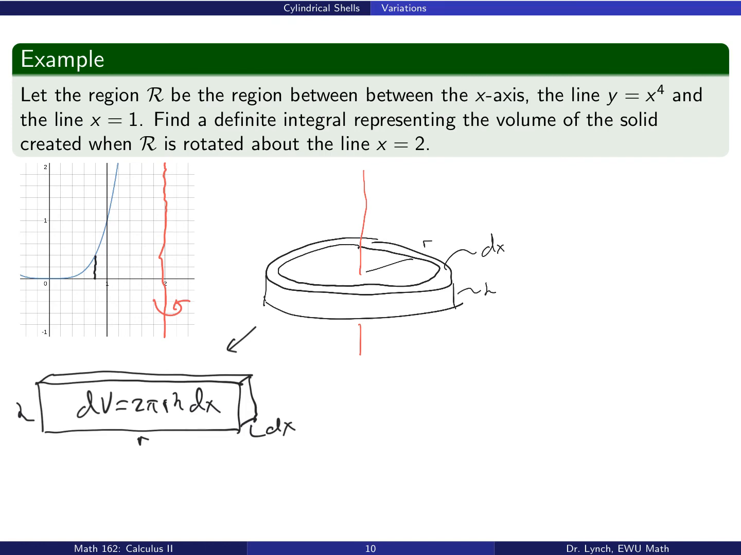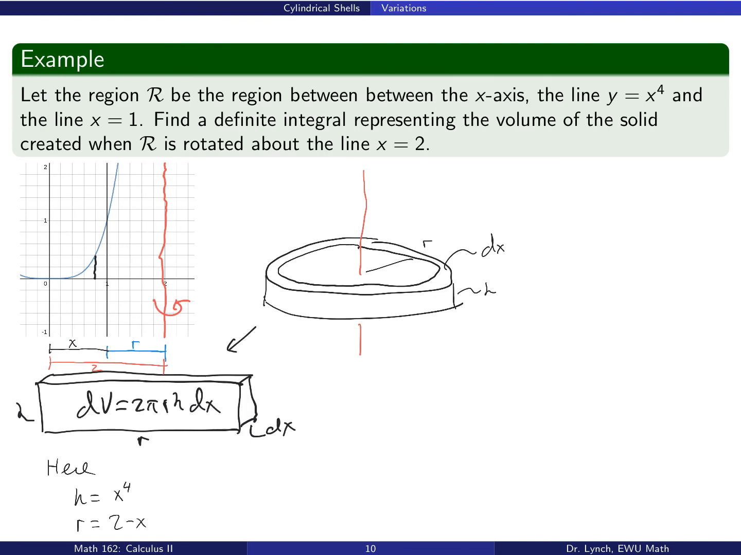The dx tells us we need all of our functions in terms of x. And here we can see that the height is just given by the curve, so the distance from the x-axis to the curve, x to the fourth. And the radius, as it turns out, is given by the distance from the axis of revolution to the line, or 2 minus x. We can see that the radius is given by this blue distance.